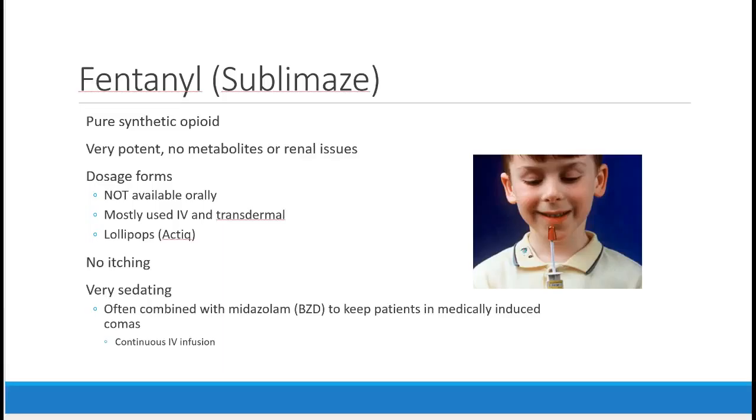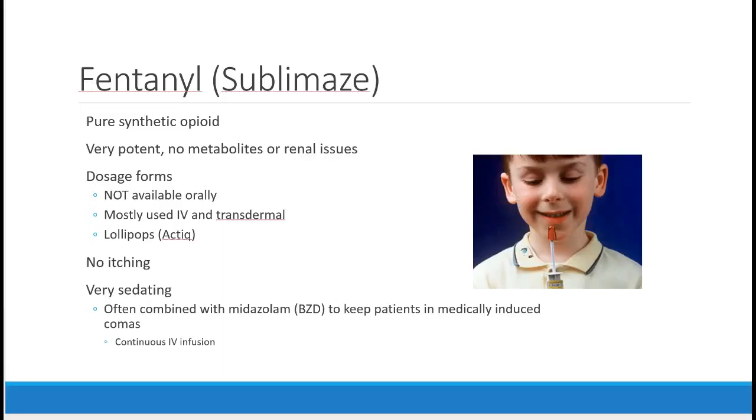Not to say it's any better than anything else. Again, with opioids, it's all about potency, and it's all about how you dose them. If you give somebody 50 micrograms of fentanyl, you're probably getting the same effect as if you give them half a milligram of Dilaudid. It's really not much different. The nice thing about fentanyl, it's a pure synthetic, so there's no cross-reactivity.